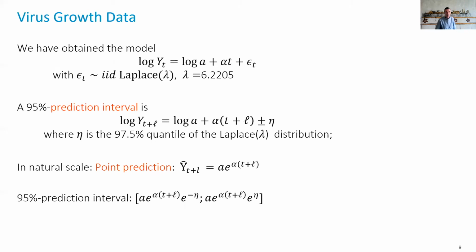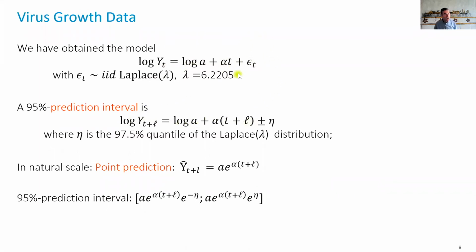We can do that for the other example we saw last week about the virus growth data. We saw that the reasonable model is to fit the Laplace noise in log scale, and we had fitted it with this value here. Therefore, we can do the same exercise. What is a point forecast at time t? Well, the noise is zero mean, and is independent of the past. Therefore, the point forecast for the noise is zero. Therefore, the point forecast at time t plus L is simply the part that is non-random, which is log A plus alpha (t plus L).